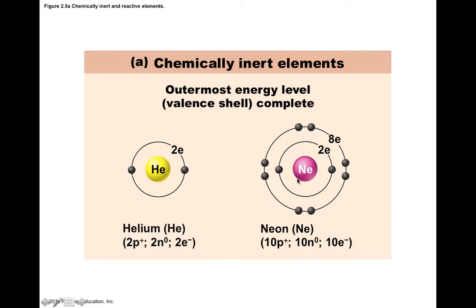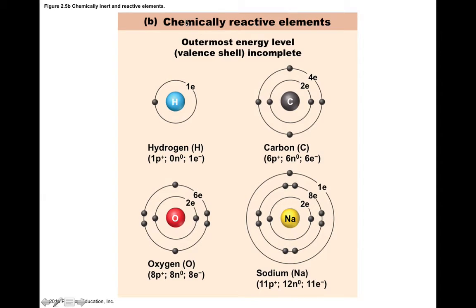Another example here is neon. You can see that here's the first electron shell, here's the second, and this one would be the valence shell. But you see it has 8 electrons in its shell, so that it's happy. Neon is a pretty unreactive type of atom. This is one of the noble gases. Now, other chemically reactive elements include things like hydrogen and oxygen and carbon and sodium, because if you look at their valence shells, they don't have the octet, right? You see that oxygen has 6 electrons in its valence shell here, whereas sodium here only has 1, and carbon has 4.